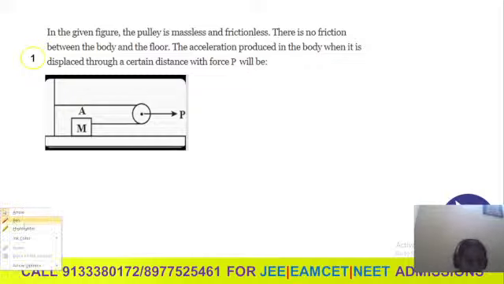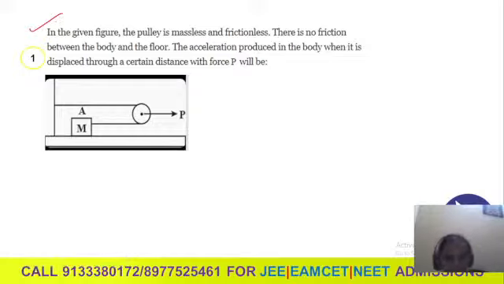Students, let us see the previous year's model questions related to today's session concepts. The first question, it is like a constrained motion. But we can easily solve what they're asking, the required quantity. In the given figure, the pulley is massless and frictionless. There is no friction between the body and the floor. The acceleration produced in the body when it is displaced through a certain distance with the force P will be.